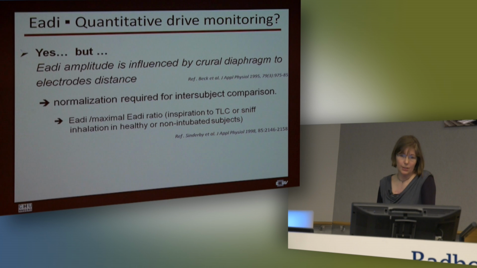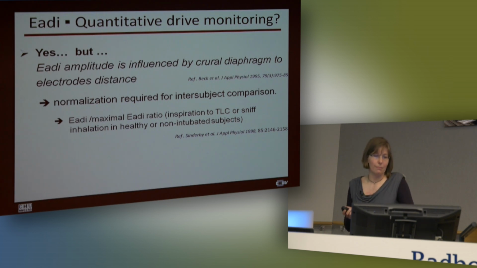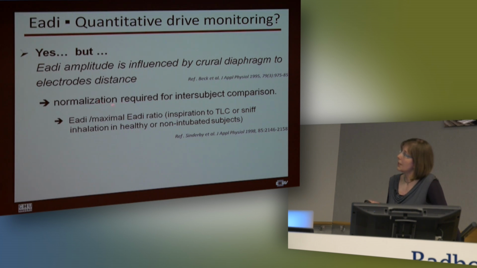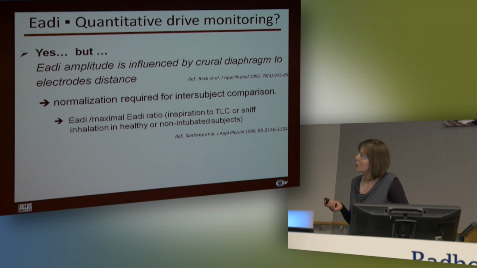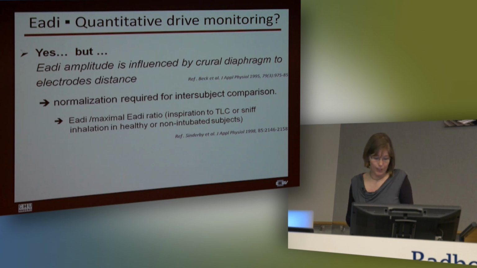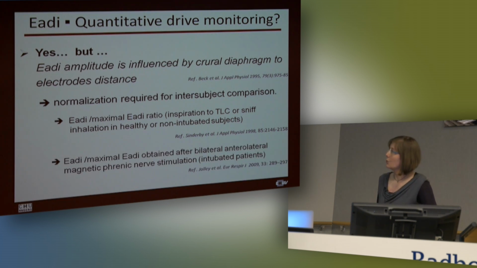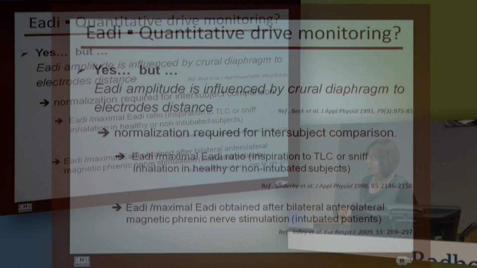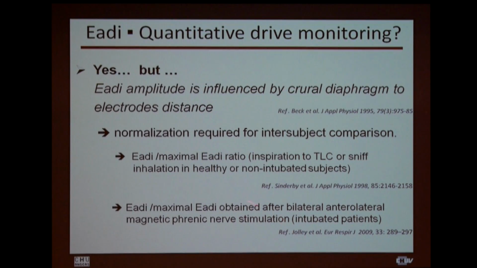This procedure can be performed using a maximal inspiratory maneuver to compute a ratio between the recorded EADI and the maximal EADI generated, either by asking the subject to take a deep inspiration up to total lung capacity or a sniff maneuver, as previously presented. In intubated patients, as also already presented, this normalization can be performed using magnetic phrenic nerve stimulation.